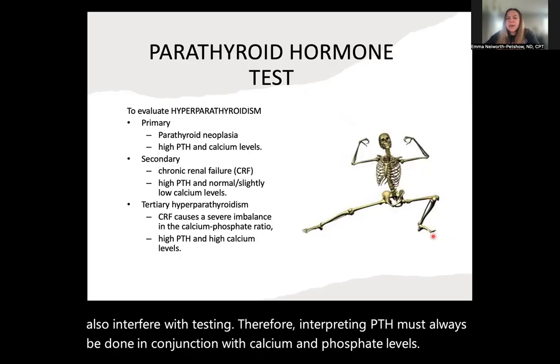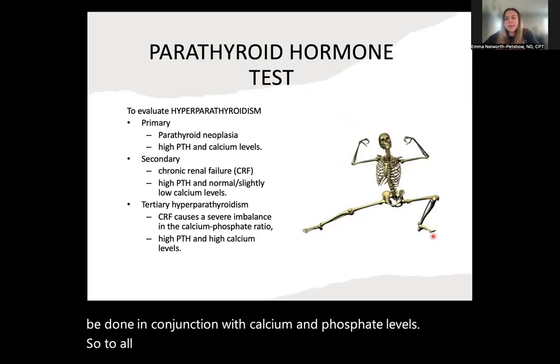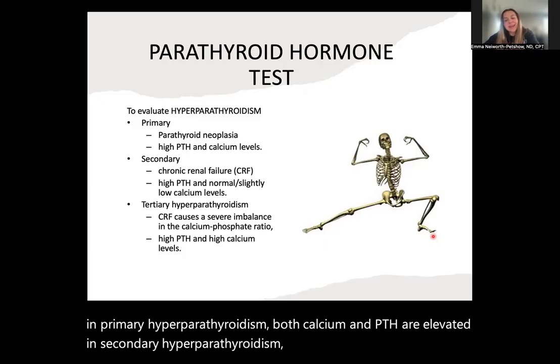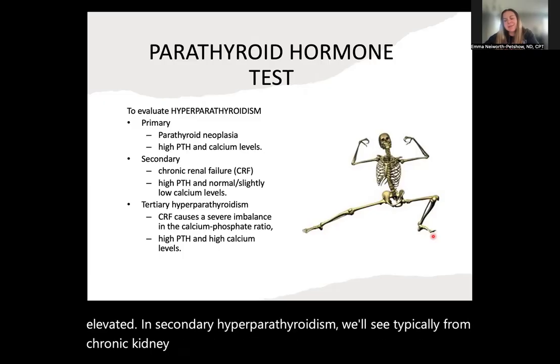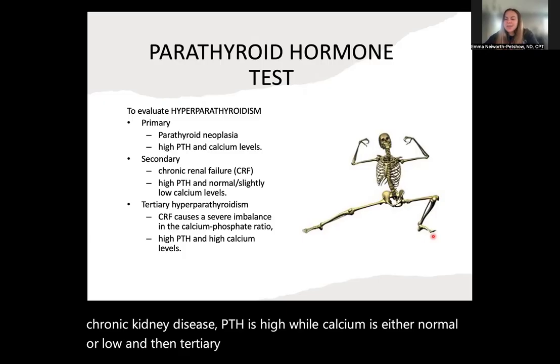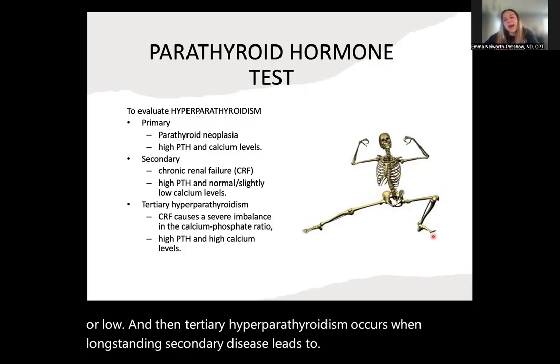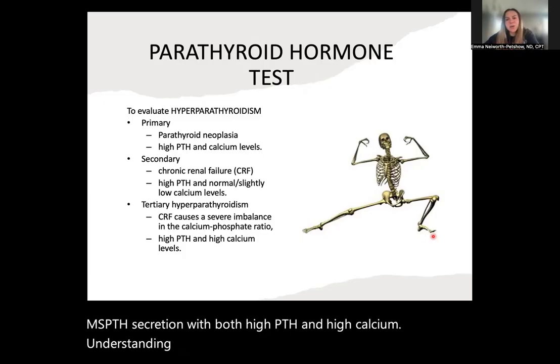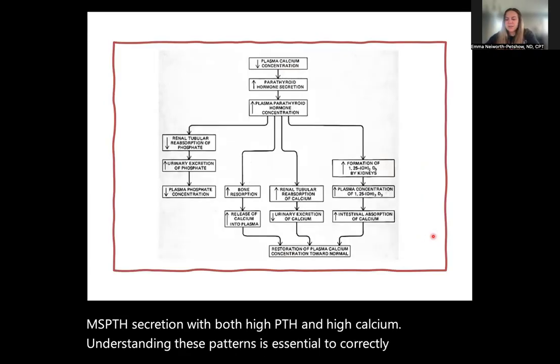So to evaluate parathyroid hormone function testing issues: in primary hyperparathyroidism, both calcium and PTH are elevated. In secondary hyperparathyroidism, typically from chronic kidney disease, PTH is high while calcium is either normal or low. Tertiary hyperparathyroidism occurs when long-standing secondary disease leads to autonomous PTH secretion with both high PTH and high calcium. Understanding these patterns is essential to correctly form a diagnosis.